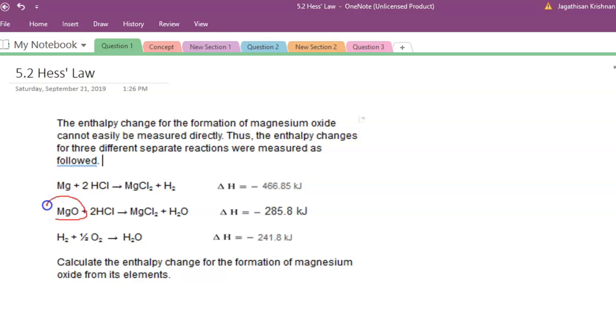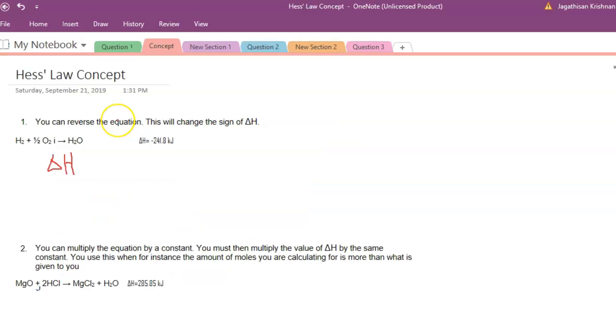Magnesium oxide is right here. And from here, we can see that in order to make magnesium oxide, we need magnesium chloride and water. Essentially, there are just a few things you need to remember about Hess's law. Number one, you can reverse the equation and this will change the sign of delta H. So what do I mean by this?